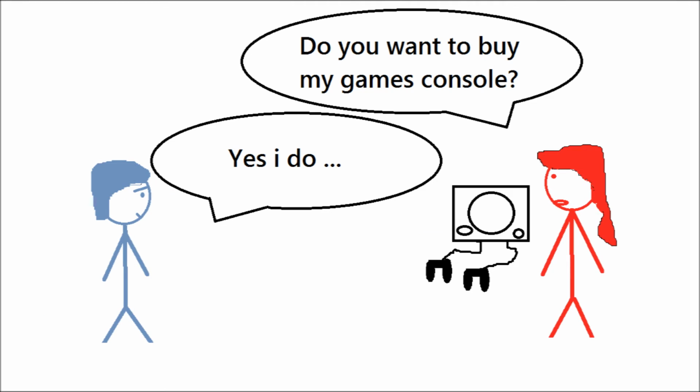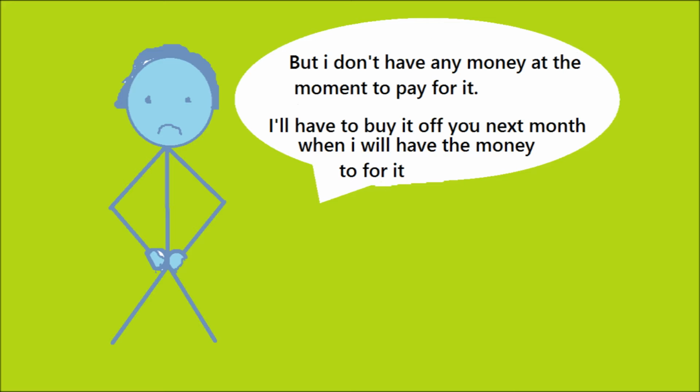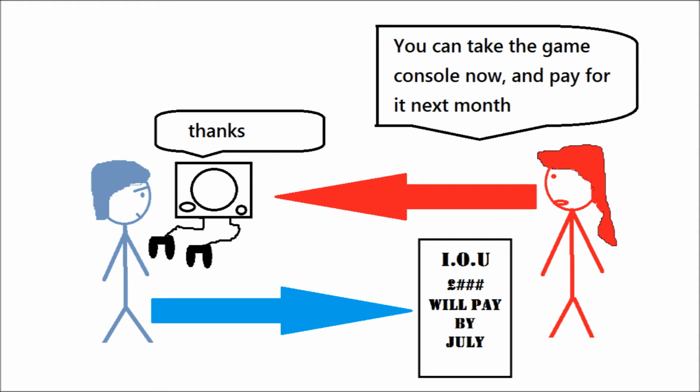For example, a friend of yours asks you if you want to buy her games console. You want to buy the console off her, but you don't have enough money to pay for it. And so you decide that you'll buy it off her next month when you do have enough money to purchase it off her. However, your friend decides to give you the console now if you agree to pay the full amount by next month.